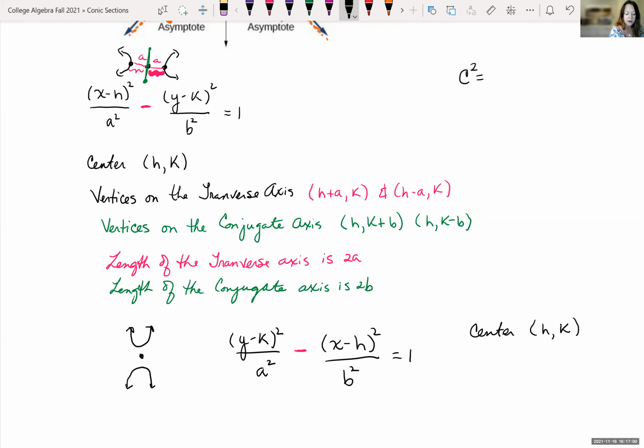C squared, and that's different too from an ellipse. We had c squared was equal to a squared minus b squared, but a is not always larger. C squared is equal to a squared plus b squared.